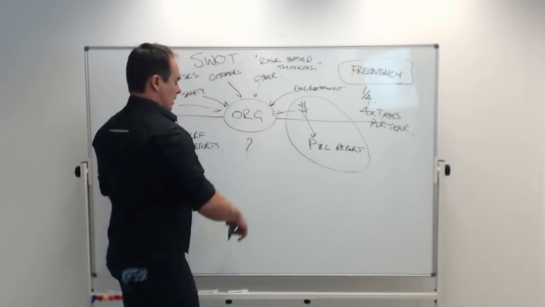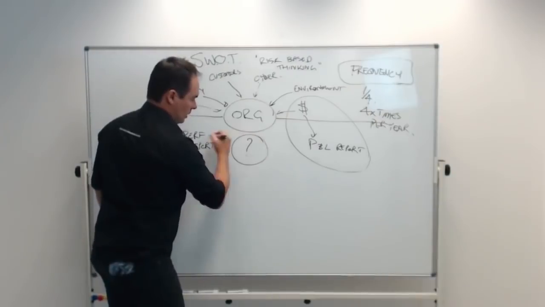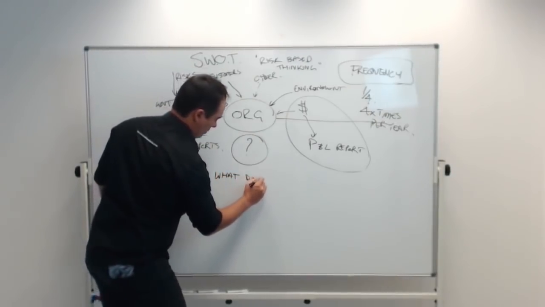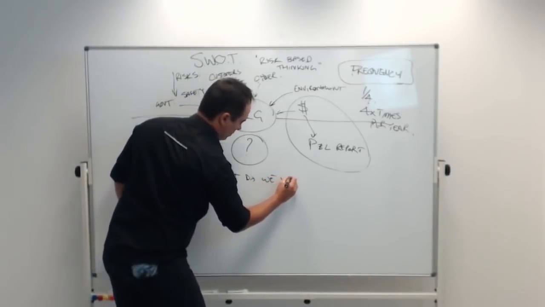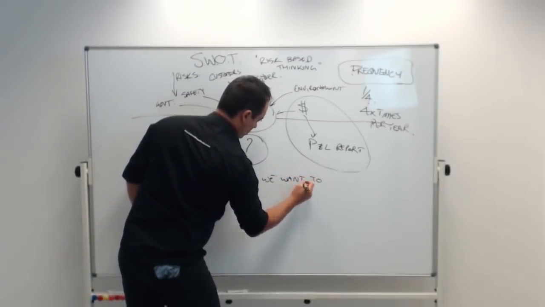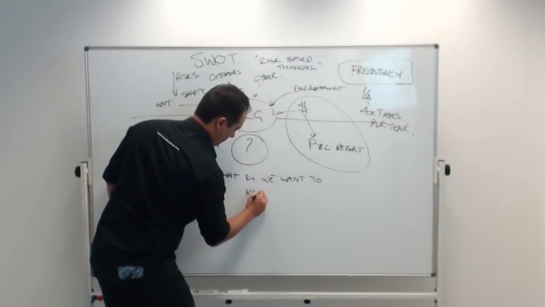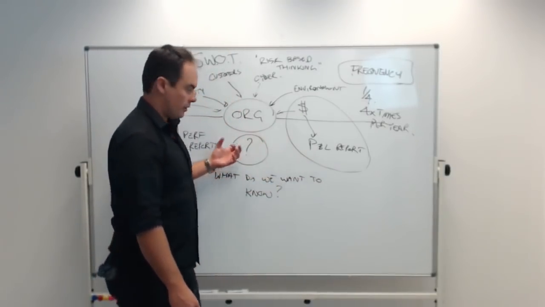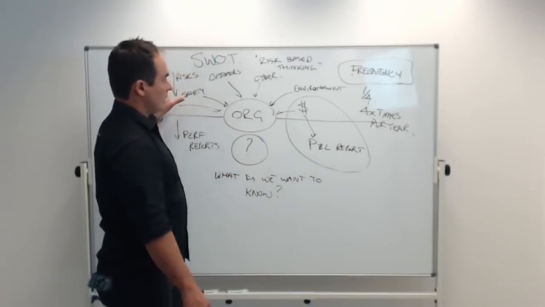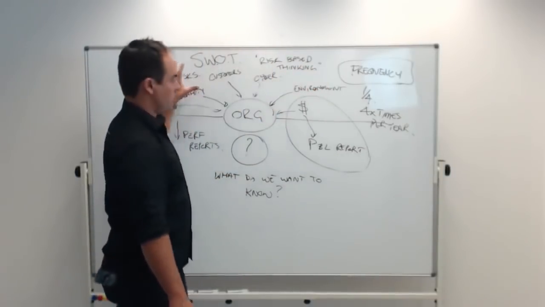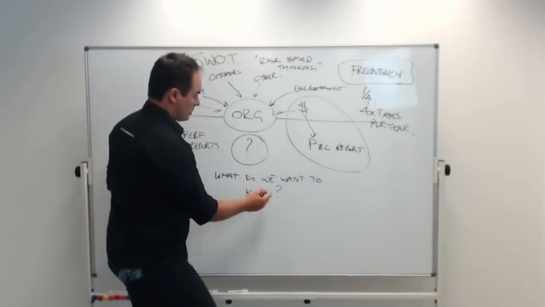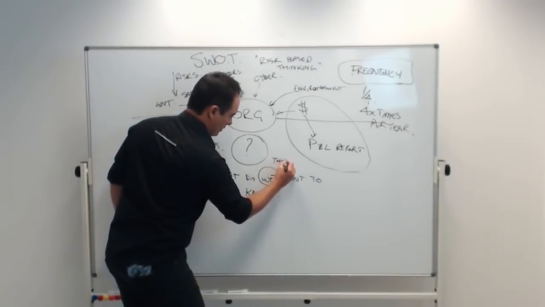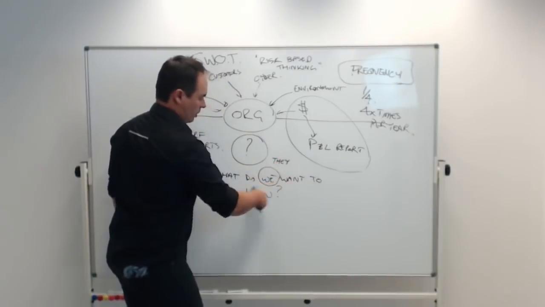What happens then with this question mark is, what do we want to know? And that is probably the best question out of that. Now, regarding these potential stakeholders or the representatives of these areas, you can substitute this "we" for the word "they". So what do they want to know?